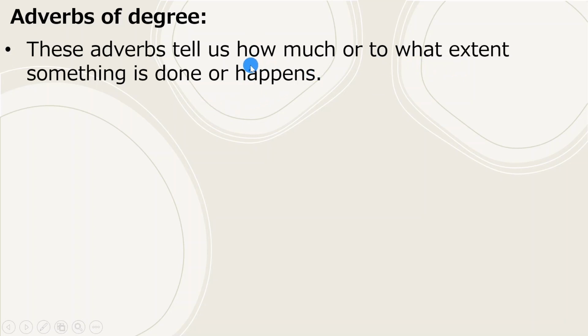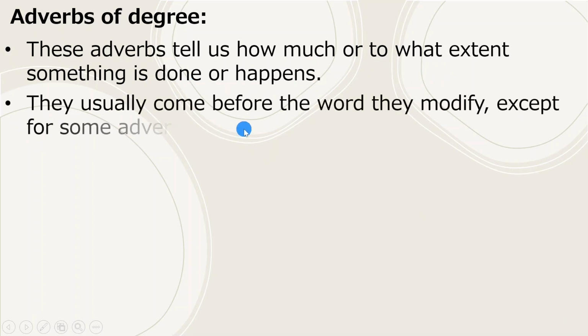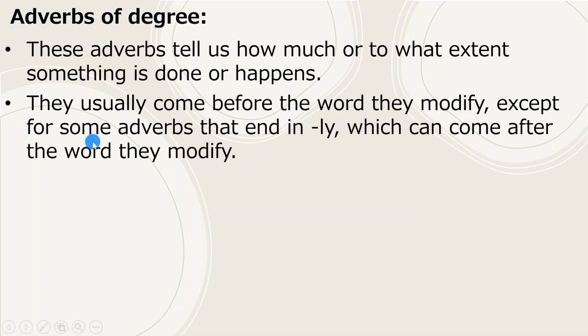So there are three things here: how much, or to what extent, something is done or happens. These adverbs of degree usually come before the word they modify, except for some adverbs that end in -ly, which can come after the word they modify. So it's not always, they usually come before the word they modify.